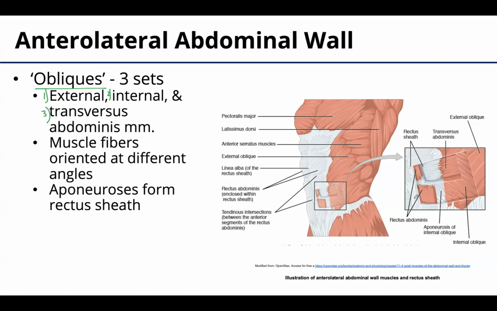Now, the flattened or sheet-like tendons of these oblique muscles are actually referred to as an aponeurosis. So when you have that flattened sheet-like tendon, aponeurosis is the term for that. And they will intermingle and form the tough rectus sheath, which is going to be located anteriorly. It's hard to miss if you're looking at this image here on the right. It's this very white opaque region.